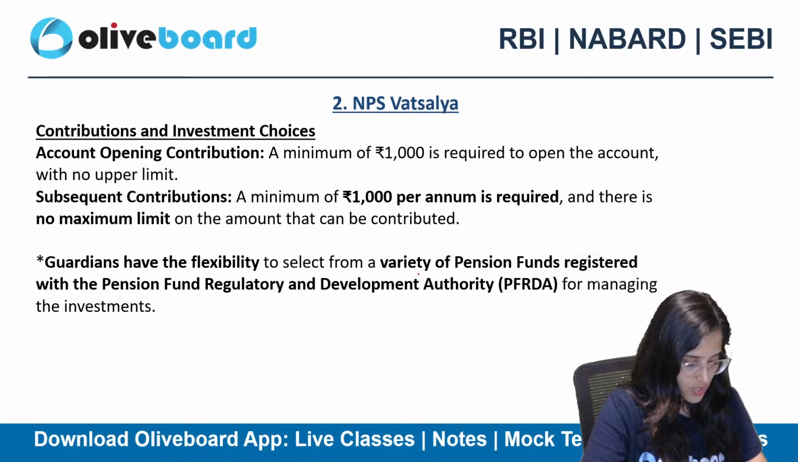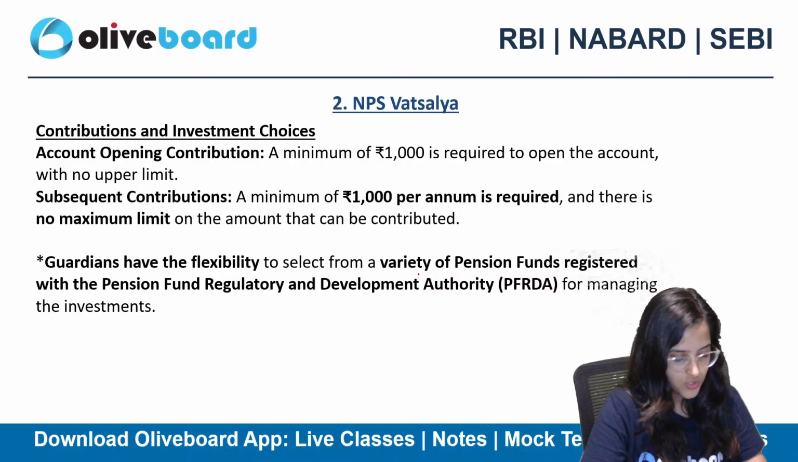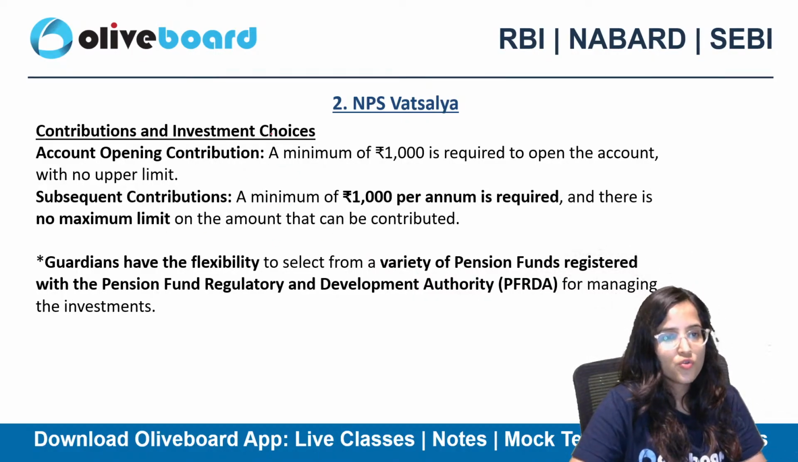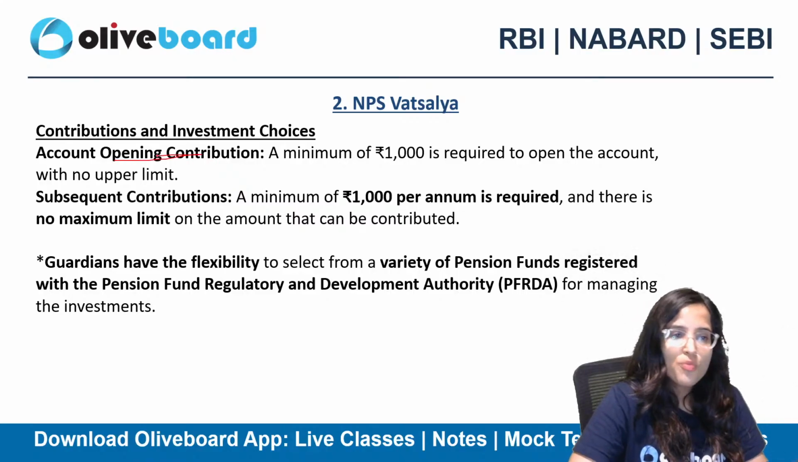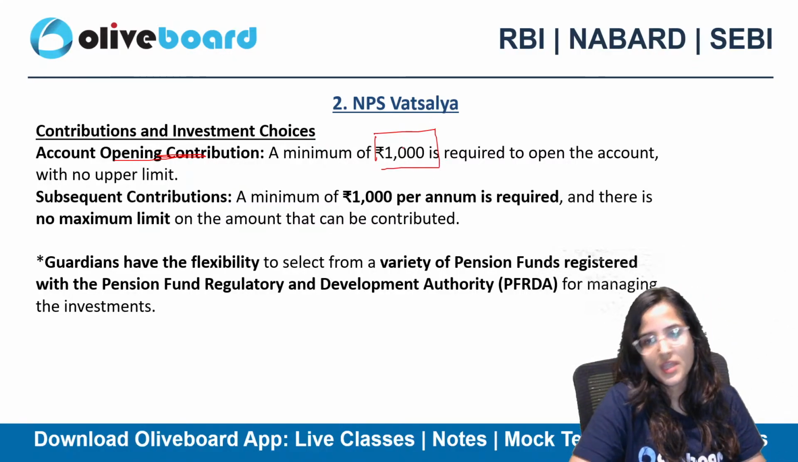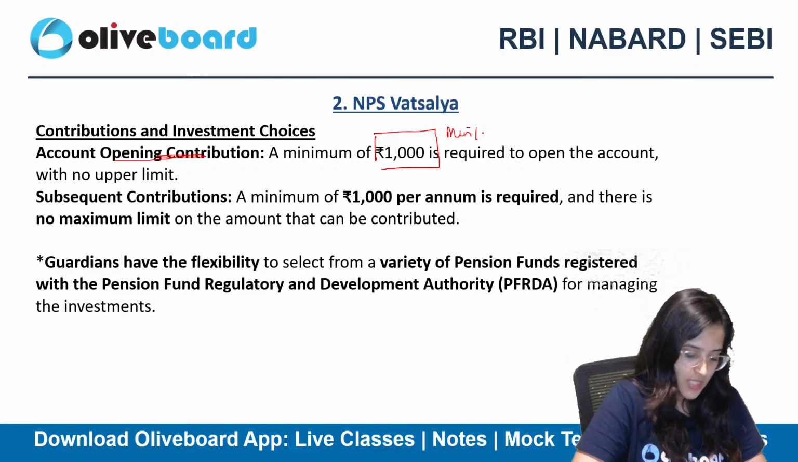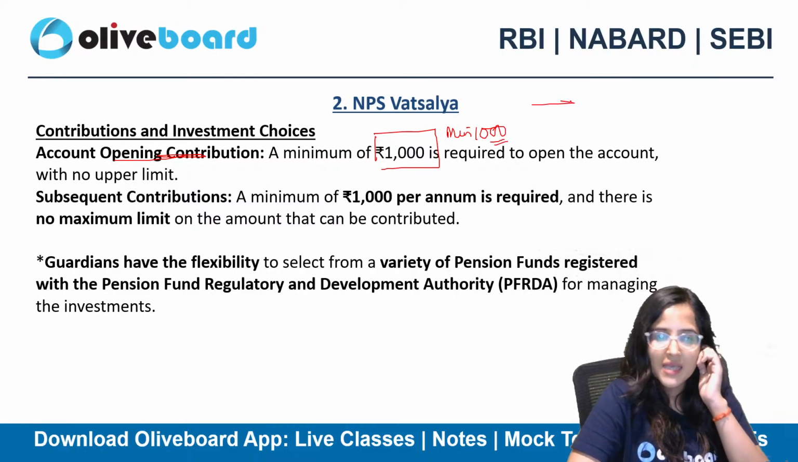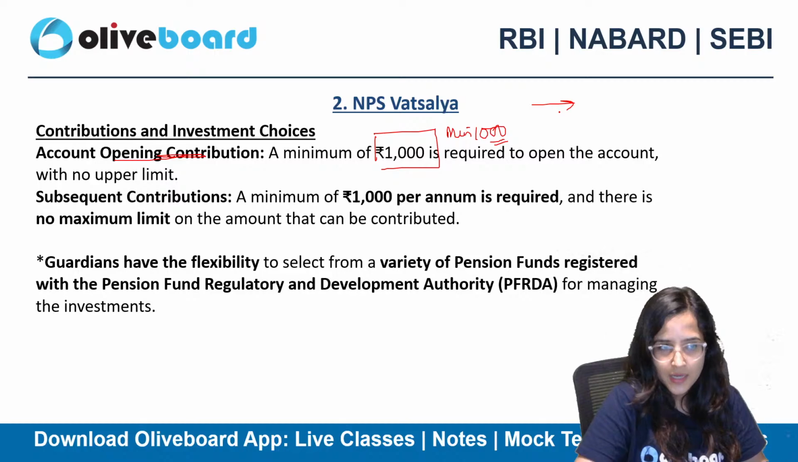25% limited withdrawal for specific purposes such as education, illness, or disability upon completion of the 3 year lock-in period. Very good, you know about this scheme, है ना? Chalo. Account opening contribution is how much? Minimum of 1000 is required. There is no upper limit. Minimum amount has been decided, 1000 rupees. Maximum limit has not been decided.